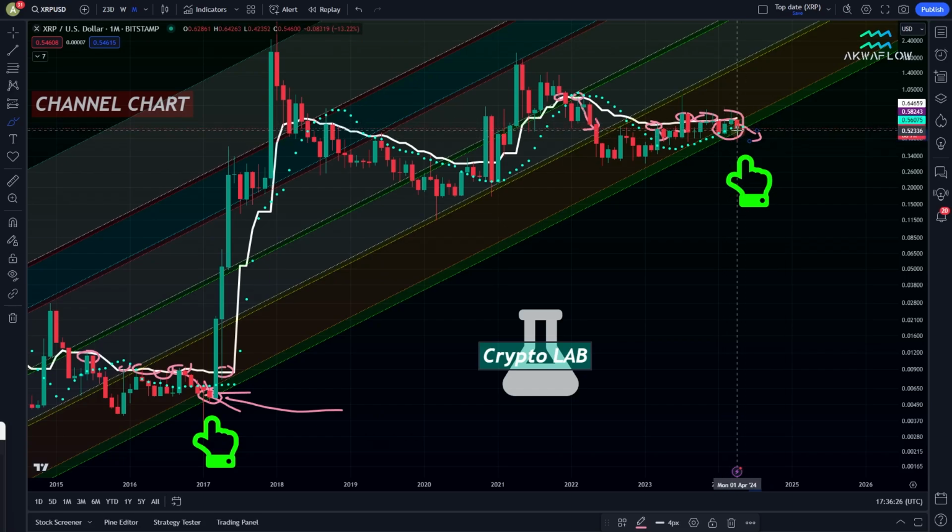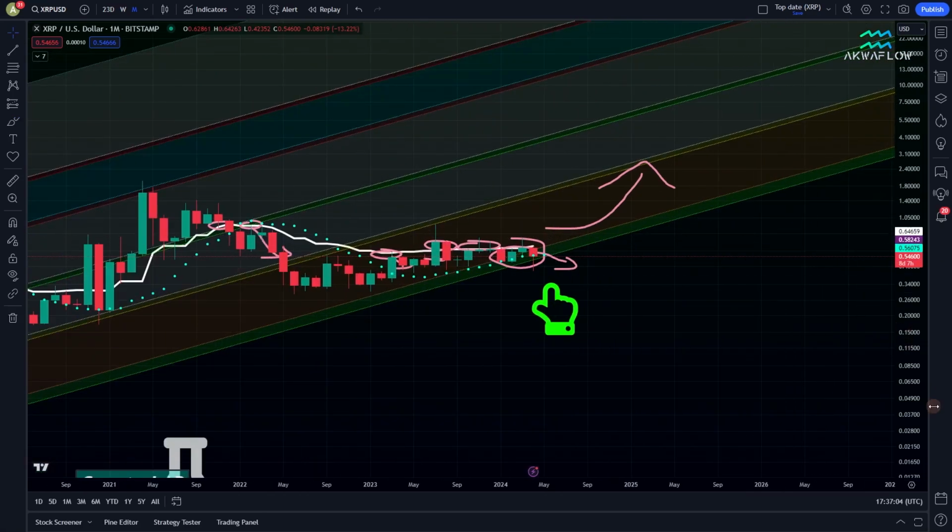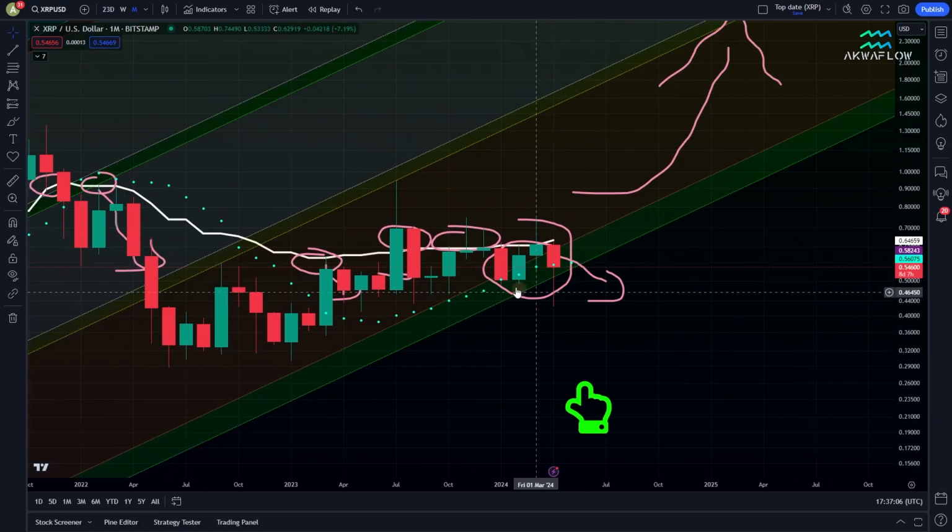Or we are able to use the green area as a strong support, like it was the case in the past just right here. In that case, it would be the bullish case and we would be able to cross above the white line and use it as a support before going to the moon. So now you understand why the current situation is very tense.